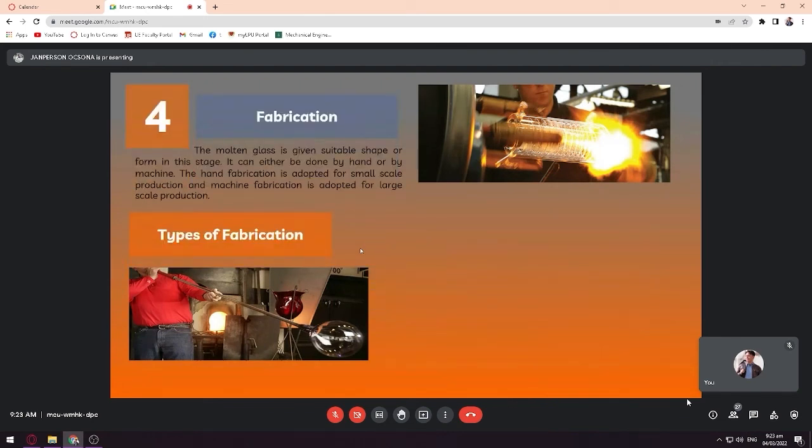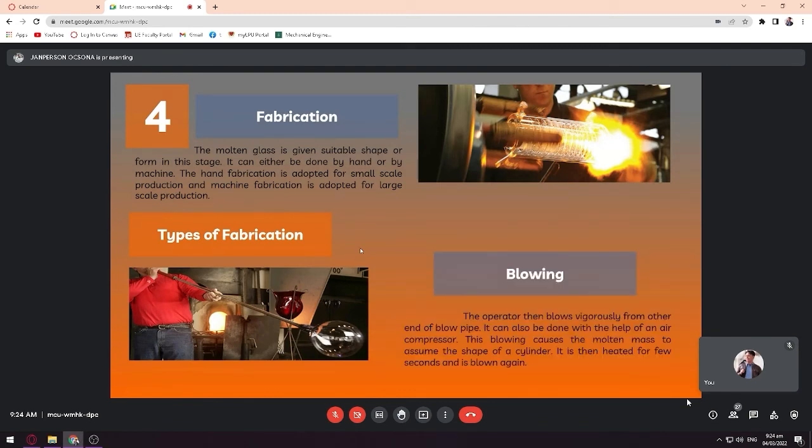So, sa fourth step naman is fabrication. The molten glass is given suitable shape or form in this stage. It can either be done by hand or by machine. The hand fabrication is adapted for small-scale production, and machine fabrication is adapted for large-scale production. So, meron tayong iba't ibang uri ng types ng fabrication.